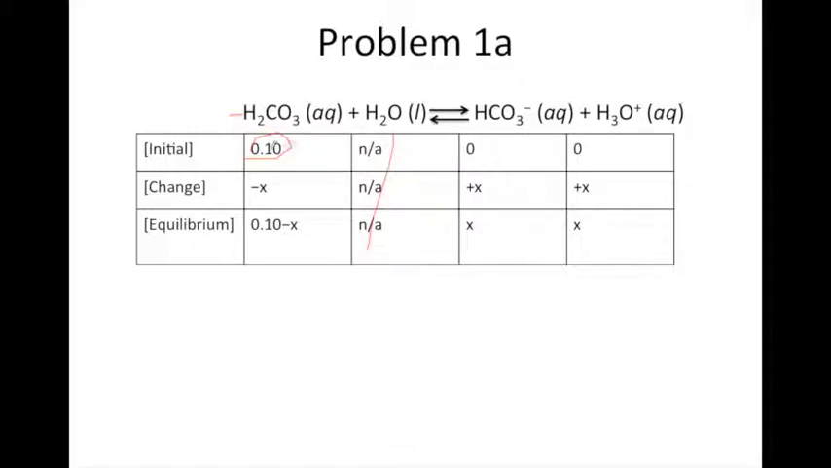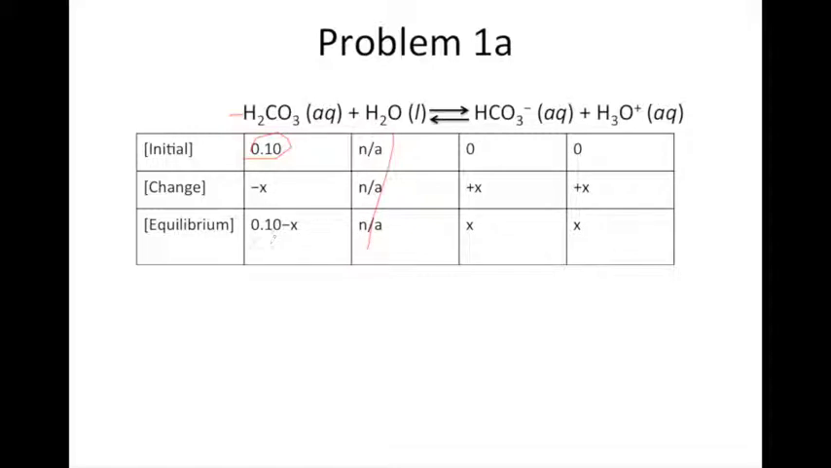Initially, before any dissociation occurs, the concentration of our conjugate base and of the hydronium, both of those we can assume to be 0. As the dissociation occurs, the concentration of our weak acid will decrease. We'll call that minus X. The concentration of our conjugate base will increase, and the concentration of the hydronium ion will increase. We'll call those plus X. And this is a 1-to-1-to-1 stoichiometry.